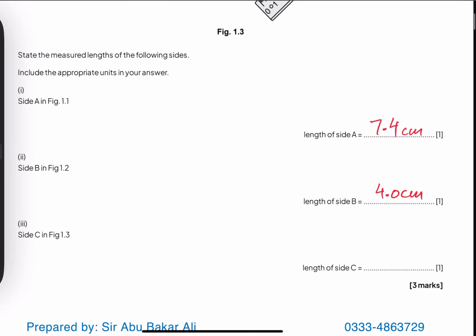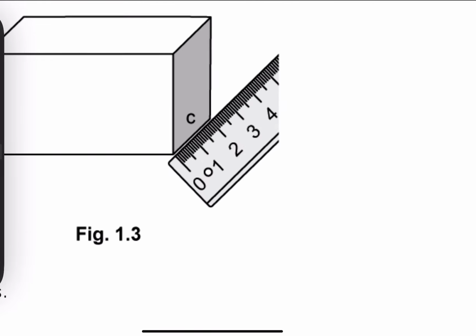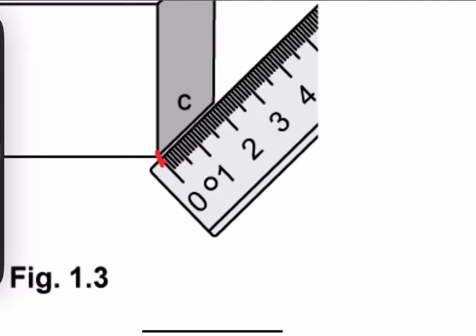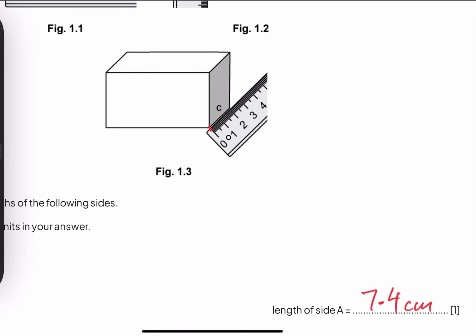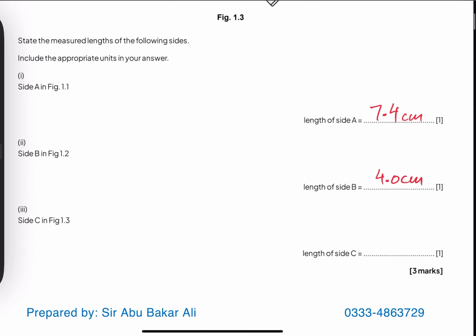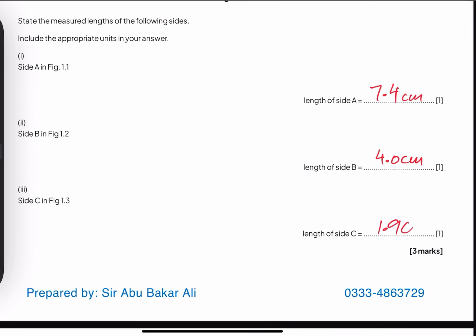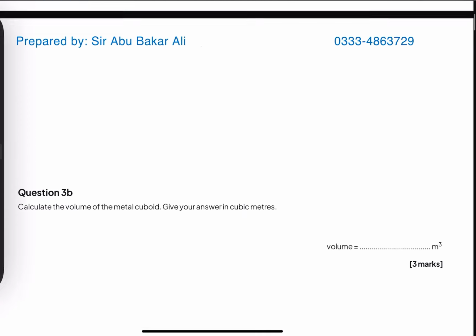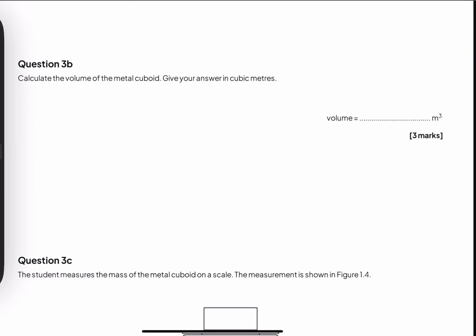centimeters. For C, it is also starting exactly from 0 and ending at 2 or slightly before it. So you can write 1.9 or 2, both are acceptable. So it's 1.9 centimeters. In the next part, you have to find the volume. So A side was 7.4 centimeters, B side was 4.0 centimeters, and C side was 1.9 centimeters.